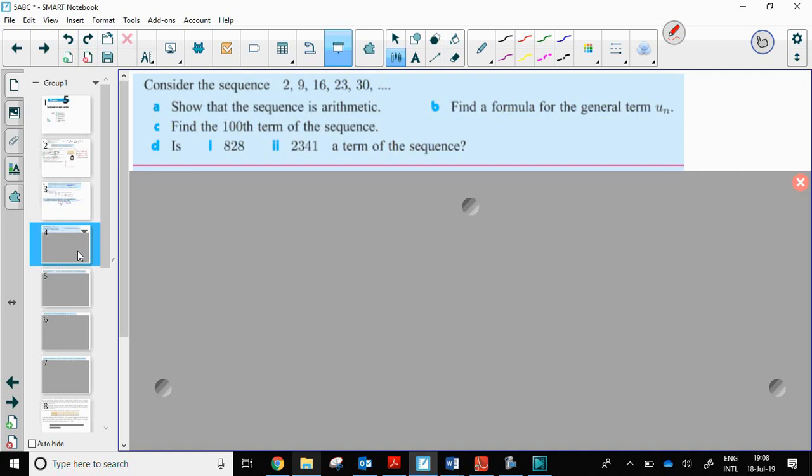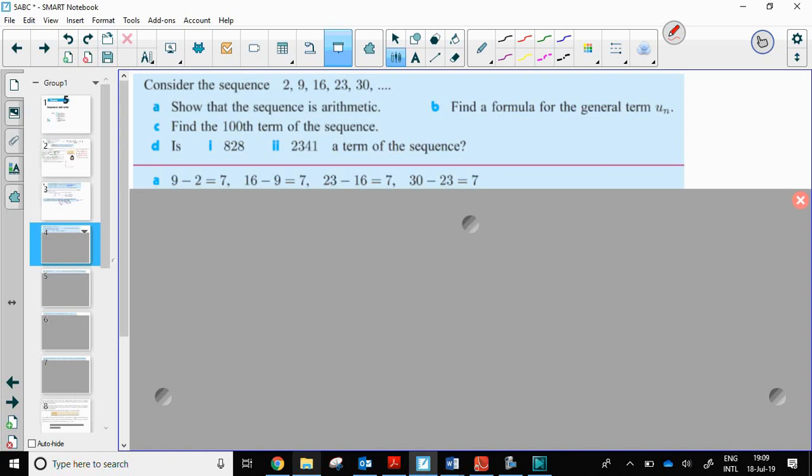Okay, so we got a sequence. This first one's pretty boring. Show that the sequence is arithmetic. I don't really like that question. We're assuming that the pattern of adding 7 will continue forever. As far as showing that the sequence is arithmetic, that's all we're going to say: the difference between any two terms is 7. And you'll notice that here they show all 4 of the differences, and that's important.